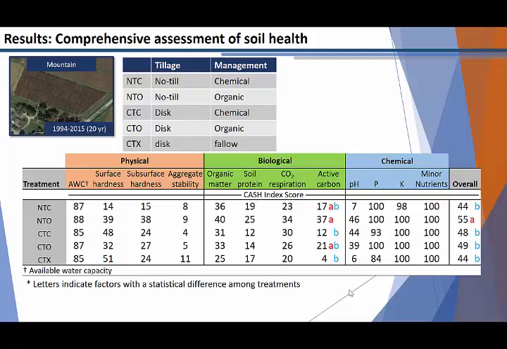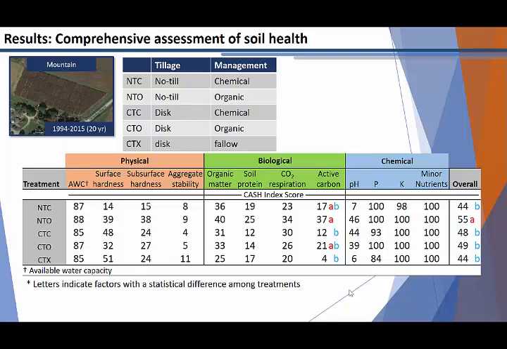Again, our treatments are on the leftmost column, followed by physical, biological, and chemical indicators with overall at the end. Here you'll see again we have a difference in active carbon where there was more active carbon in the no-till organic system compared to our tilled systems, which makes sense because if you have those organic amendments every year, you're definitely contributing a lot of carbon to the soil, and that causes lots of microbes to be active and respire, and that you have that readily available food source there.